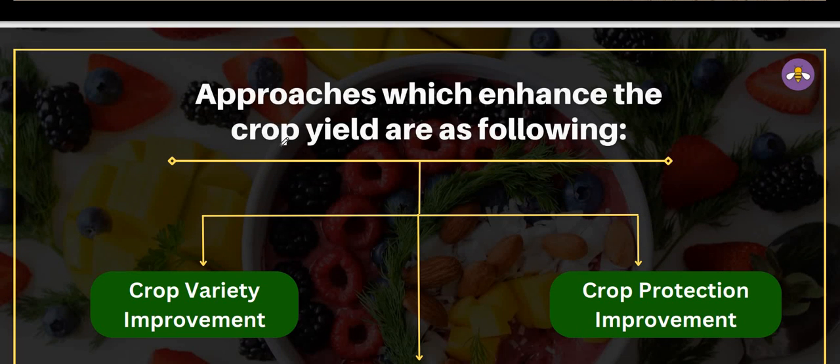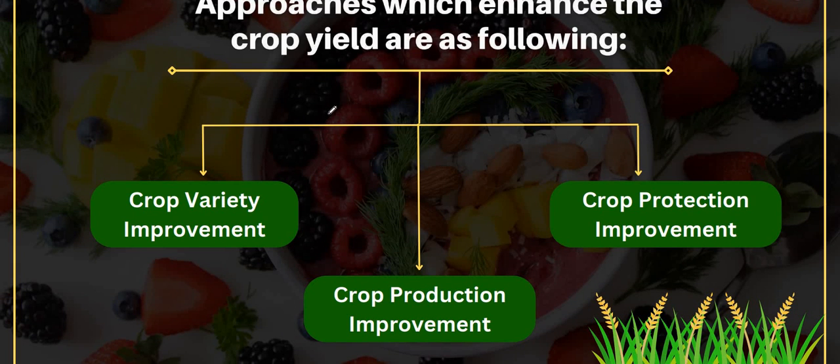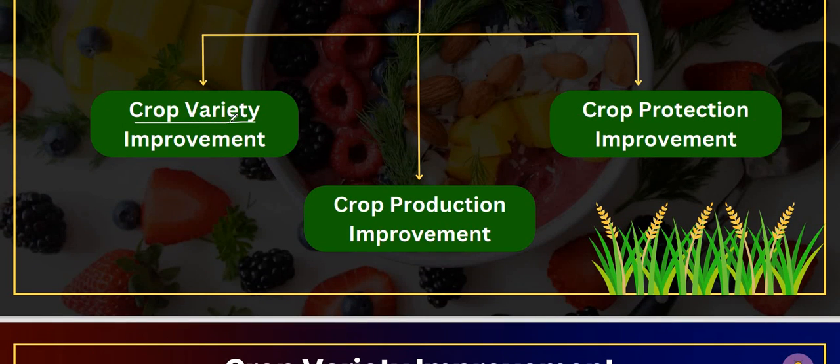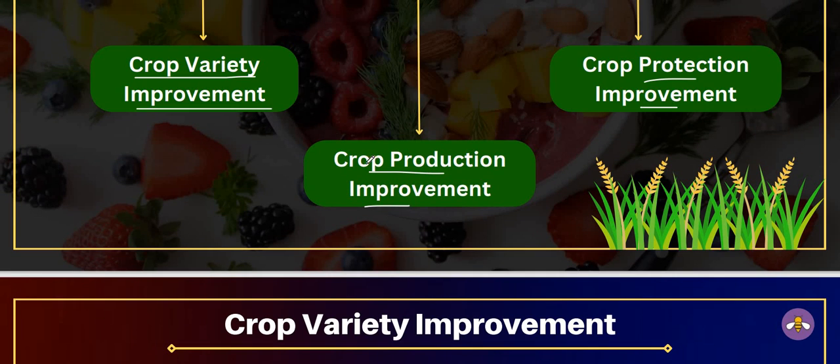Approaches which enhance crop yield are as follows. So now what can we do to enhance the crop yield? We should use some chemicals, we should increase crop variety, we should increase crop production, and we should focus on protecting the crop. So these three things are there: crop variety improvement, crop production improvement, and crop protection improvement. You just have to remember three words: variety, production, protection.